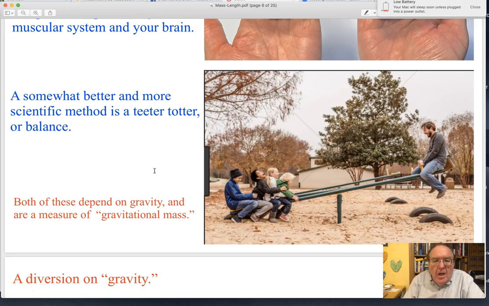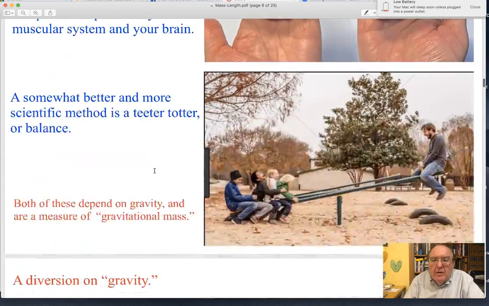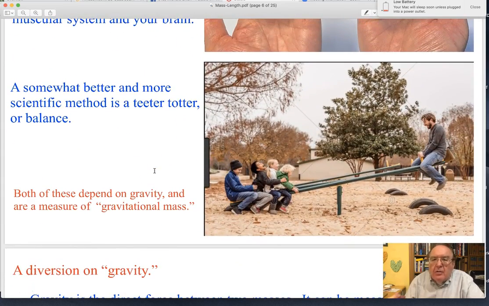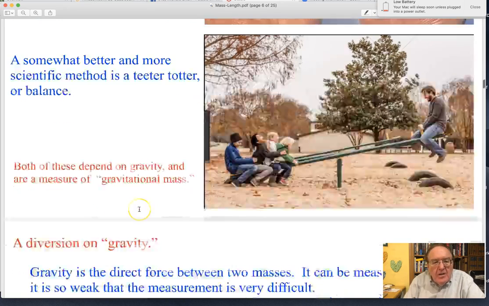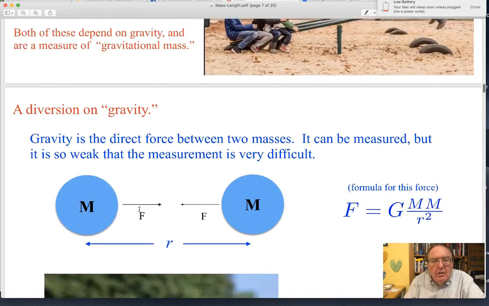Okay, and when you do this comparison with your hands or on a teeter-totter like this, you're measuring what's called the gravitational mass, because it's the mass measured by the force of gravity. Okay, and I'll discuss what the force of gravity is shortly. Okay, so here's the diversion on gravity.